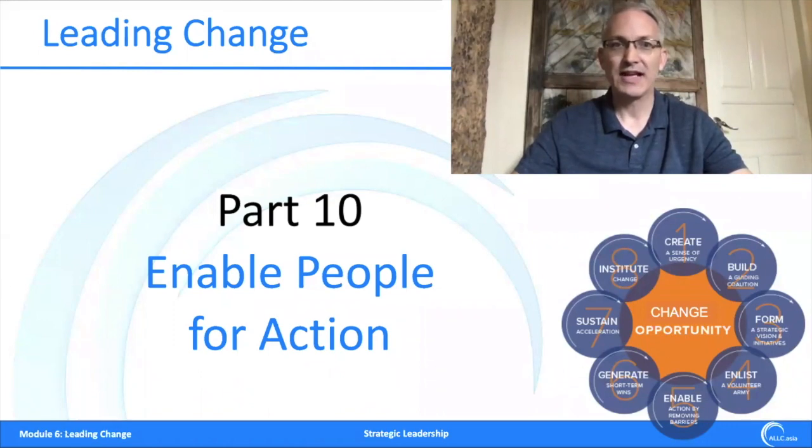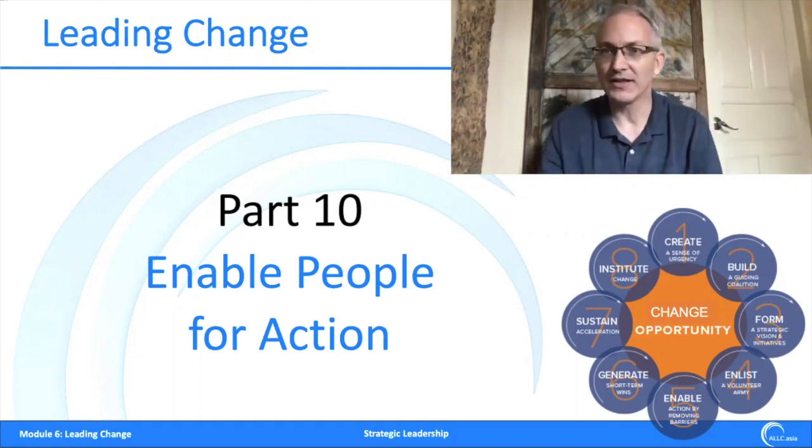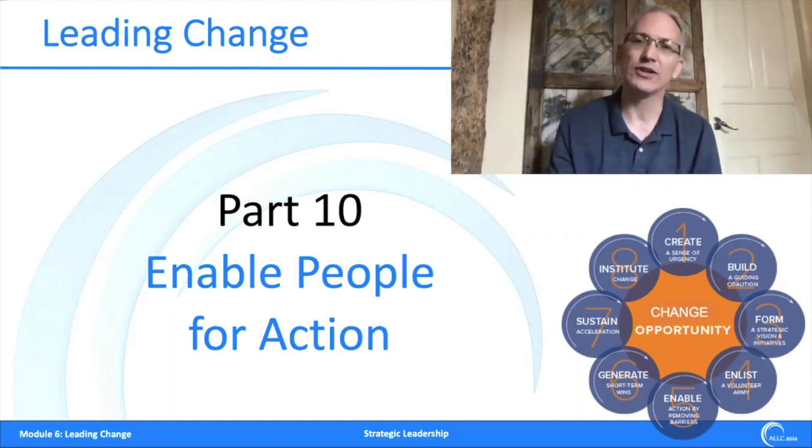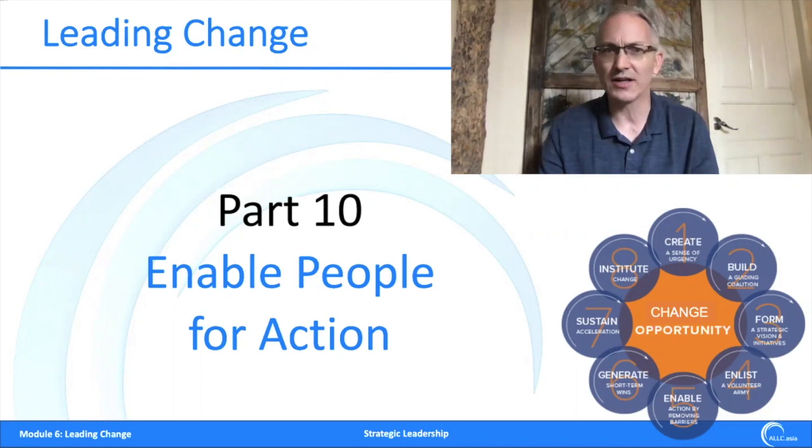Okay, welcome to part 10 in this module on leading change. We're continuing to go through Kotter's 8 principles of leading change. We've talked about creating a sense of urgency, building a guiding coalition, forming strategic vision and approach, enlisting and engaging people via communication. And now we're going to talk about this next 5th principle, which is enabling people for action.